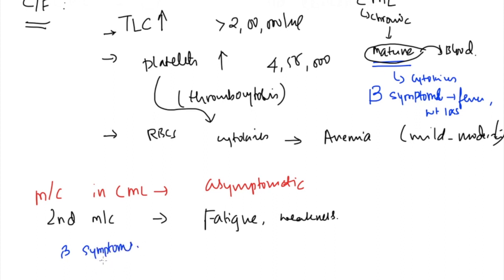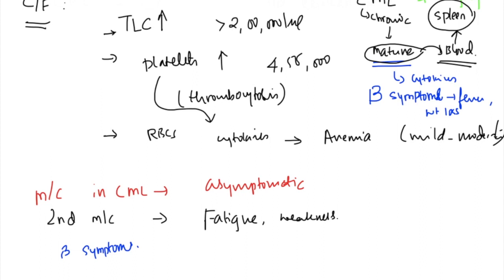Okay, fine. Now, mature cells, right? So they're coming into blood, they're going into the circulation. What they'll do is they like to settle elsewhere. So where do they settle here? They go into spleen. So another important feature of CML is splenomegaly. Okay, they'll have massive splenomegaly. Okay, very, very important.